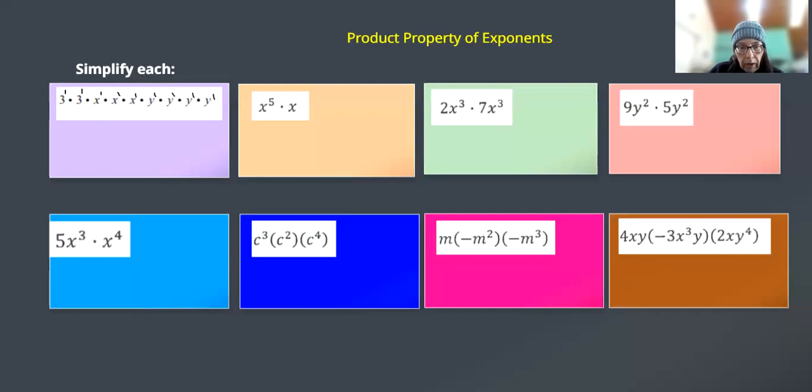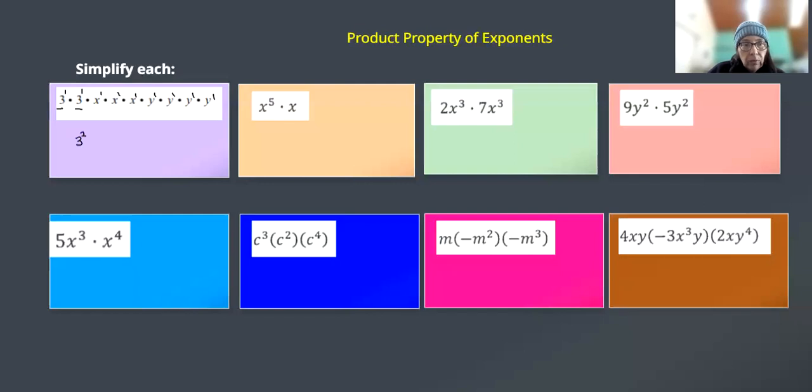And what the product rule for exponents is, when you're multiplying and the bases are the same, this 3 and 3, those are bases. It's a base to an exponent. If the bases are the same, you can bring down that base and just add the exponents. 1 plus 1 is 2.